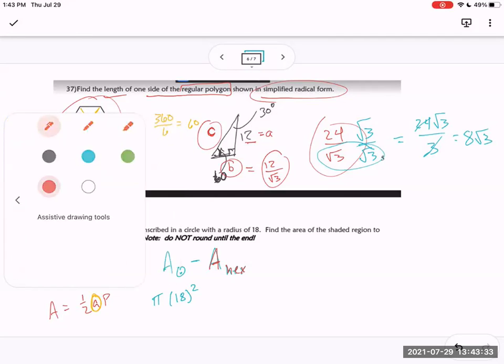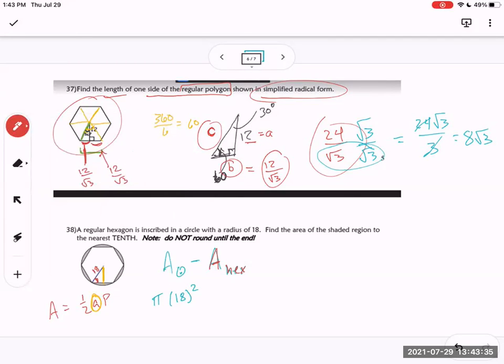So this distance here is going to be half of 18. So that's 9. And instead of dividing by the square root of 3, if I'm going from the smaller side to the medium length side, I multiply by the square root of 3. So this is 9 square roots of 3. So the apothem is 9 square root of 3.